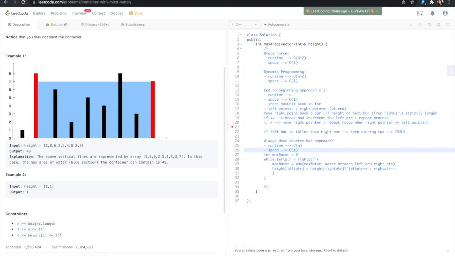Because you just have the pointers and the maximum, which is going to be the same number of variables irrespective of the number of bars. So this is the solution I would go with. It's the best. So let's actually implement this.